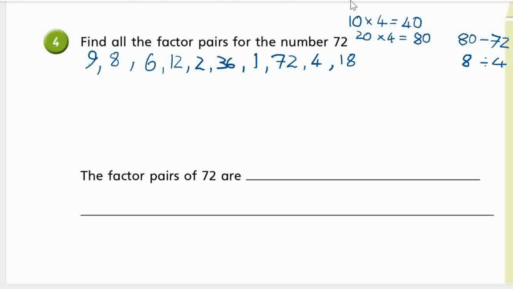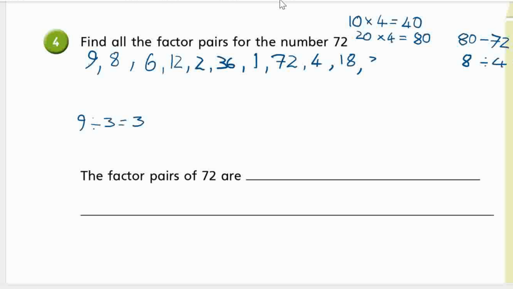Okay, so let's count. We can go in order. We've got 1, 2, we haven't got 3, but 3 must go into 72 because 9 goes into 72, right? So how many times does 3 go into 9? 3 times, yeah, so 9 divided by 3 equals 3. So it goes 3 times, okay?